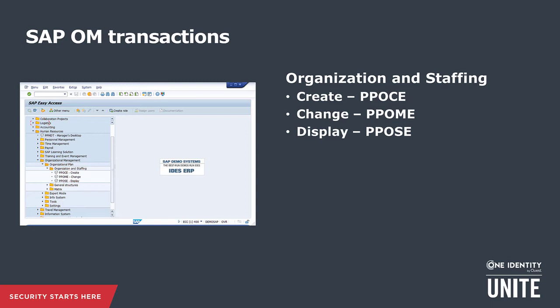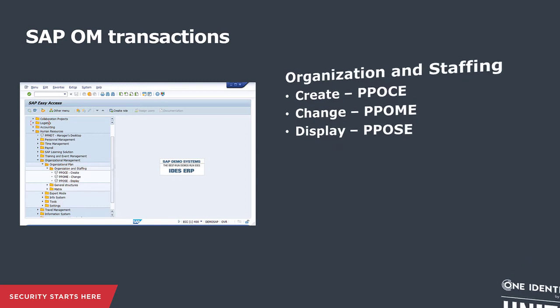PPO-CE will allow the creation of organizational units. PPO-ME will allow the modification of organizational units, like renaming, assigning other positions to the organizational unit, etc. And PPO-SE, which is the one that is most relevant to us, is to display the information of an organizational unit. To review the organizational unit setup, please use this transaction.